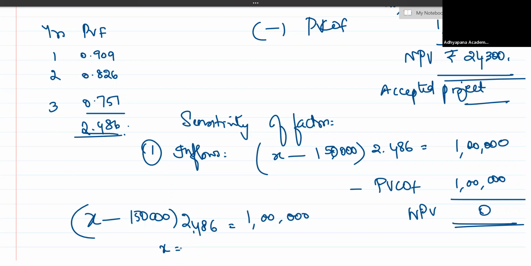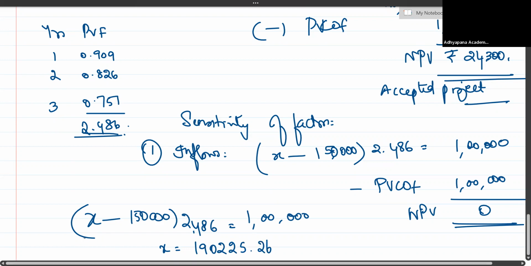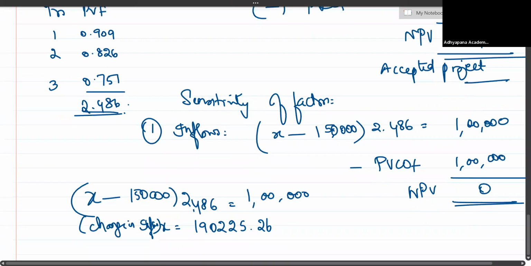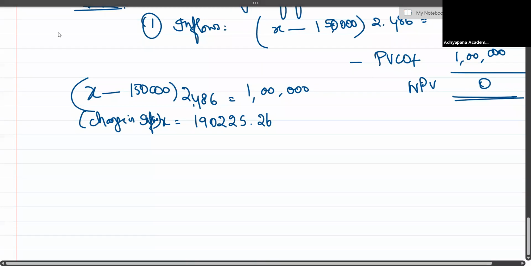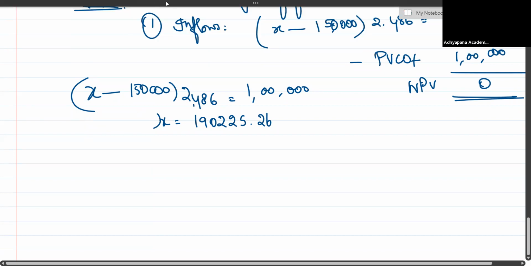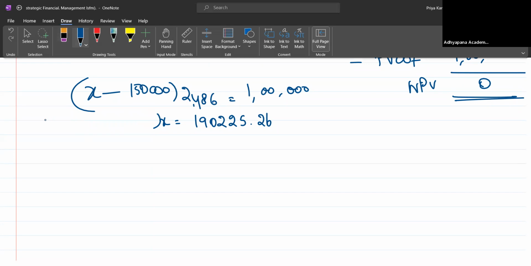This minus 1,50,000, if you are bringing it to the right side, it will become plus 1,50,000. So you will be getting X as 1,90,225.26. This is the revised inflows for NPV to be 0. Instead of writing this as change in inflows, I will write this as revised inflows for NPV to be 0.